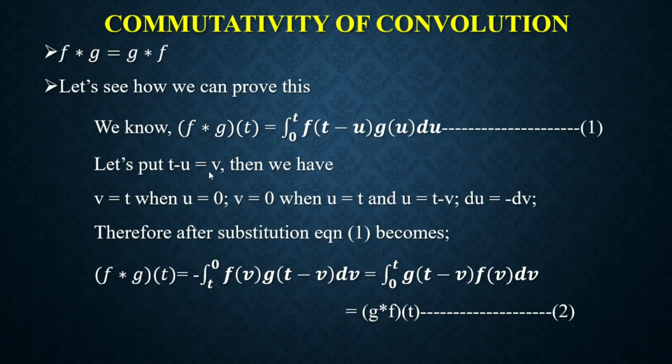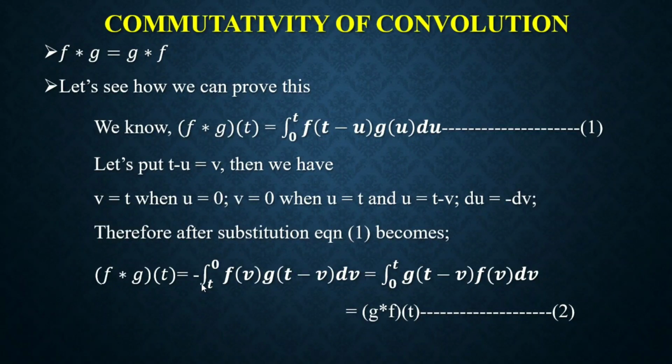Now, from this we will have u equal to t minus v and du will be equal to minus dv. Now let's substitute all these values in this equation. Therefore, equation 1 becomes (f star g)(t) equal to minus the integral from t to 0 of f(v) g(t minus v) dv. That is, in the place of t minus u, we substituted v. In the place of u, we substituted t minus v. And in the place of du, we substituted minus dv, and we have taken that minus outside.